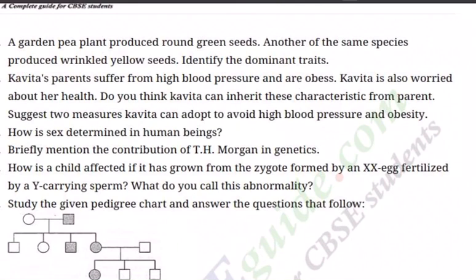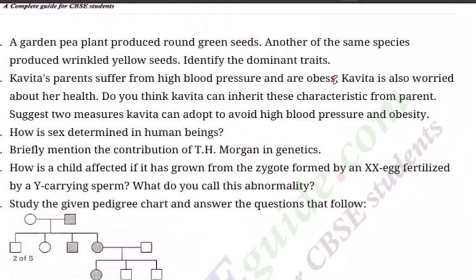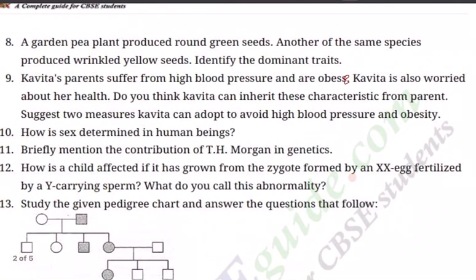Then question number 9. Kavita's parents suffer from high blood pressure and are obese. Kavita is also worried about her health. Do you think Kavita can inherit these characteristics from the parents? Suggest 2 measures Kavita can adopt to avoid high blood pressure and obesity. It is very, very common in all the families nowadays. If parents have some diseases, particularly genetic diseases, or due to lifestyle, we call it lifestyle diseases, the children are worried whether they may get it or not. Okay, let's answer that.